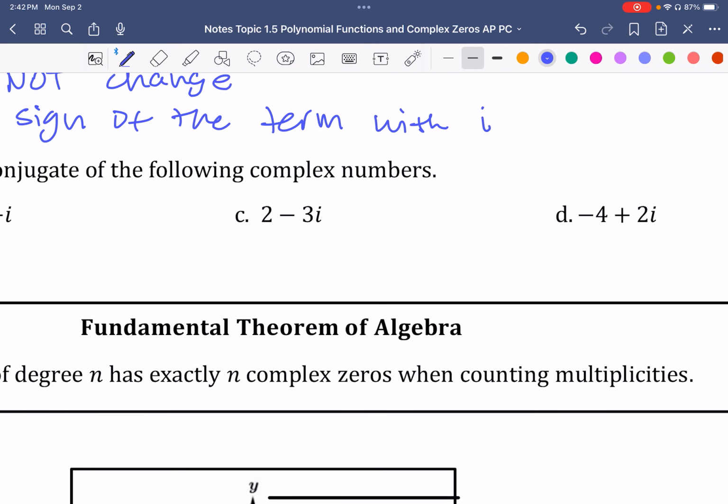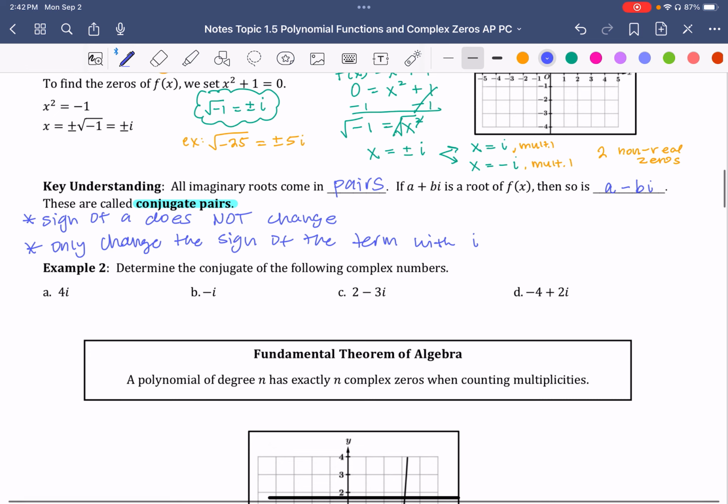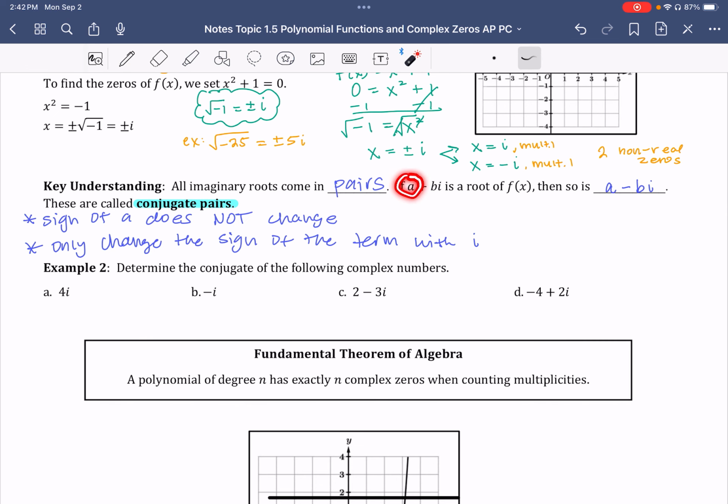with the letter i. Okay, so notice that here I had a positive a, and for the conjugate pair I still have a positive a. If this had been a negative a, then this would also be a negative a. You do not change the sign of the first part. What you will do is change the sign of the part of the term that has the letter i. So we went from a positive bi to a negative bi.